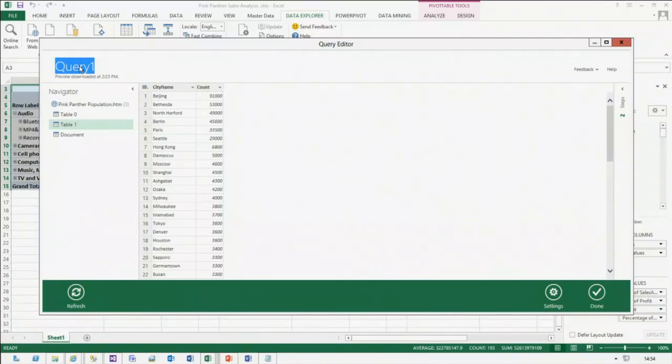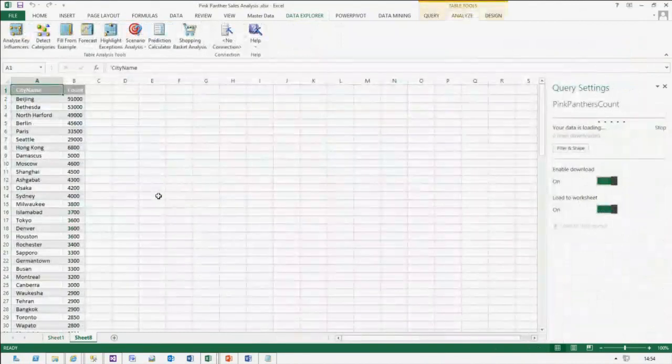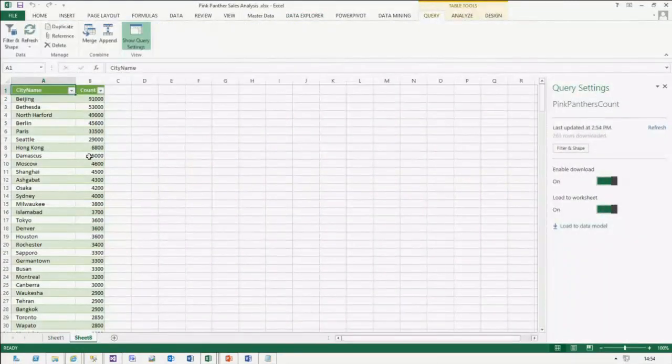I'm going to change this here. Okay, Pink Panthers count. Let me land this here, and the data is getting pulled in from the website, and it's landed into the Excel sheet here. And now I have this data.